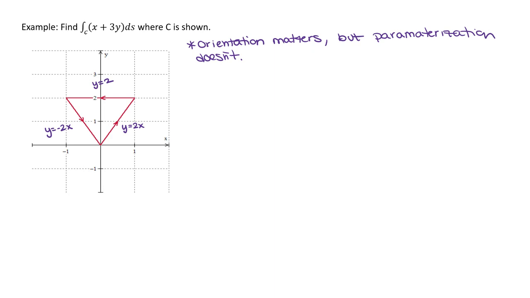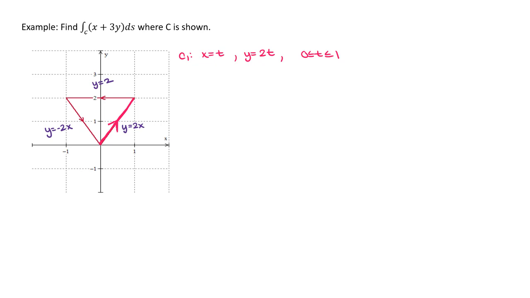So let me try to explain what I mean by that while I write my parametric equations. I'm going to do one piece at a time. I'll start with the piece I darkened in red, along the line y equals 2x. So we're moving along the line y equals 2x, and I'm going to let x equal t and y equal 2t. And then I notice the x values go from 0 to 1, so I want to make sure my t values go from 0 to 1. Okay, so there's the first piece.